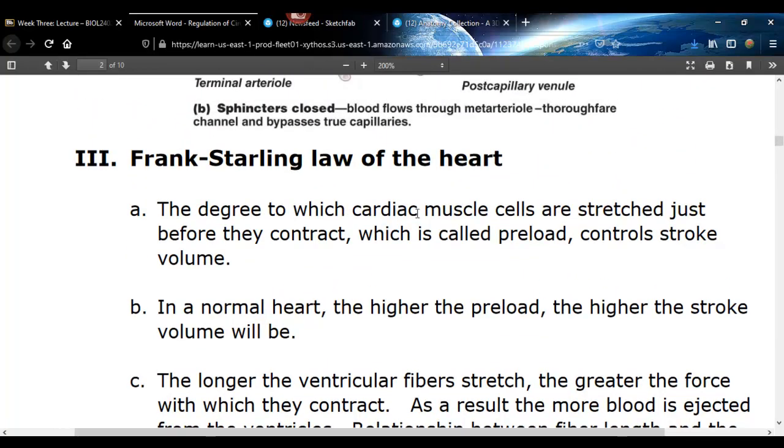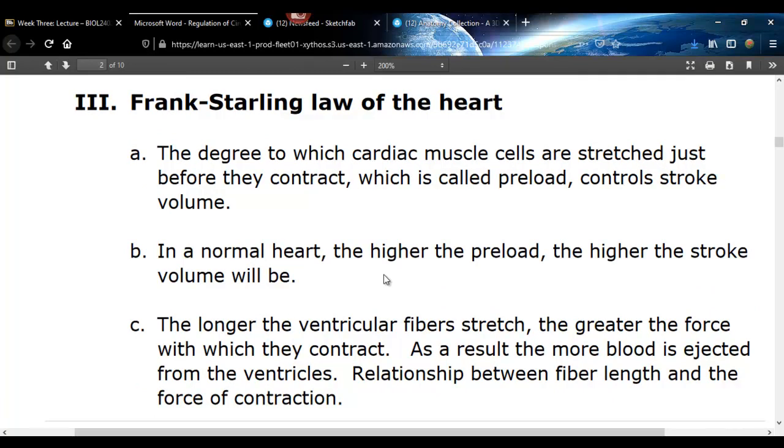Like it says there, it's the stretch in the fibers before they contract. And if there's less blood entering the heart, the ventricular fibers, the muscle, are going to stretch less, and then you'd still have the same amount being ejected. It's to make sure you have the same volume of blood leaving that's entering.